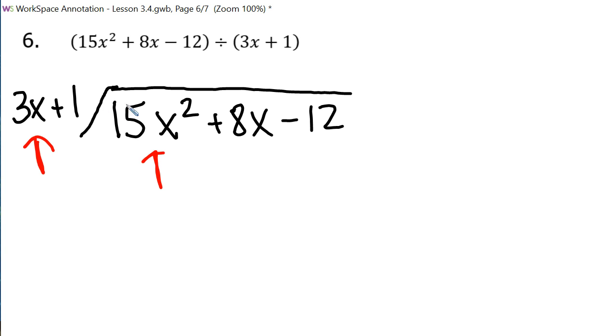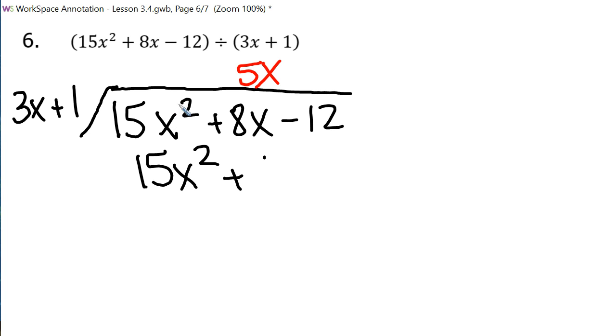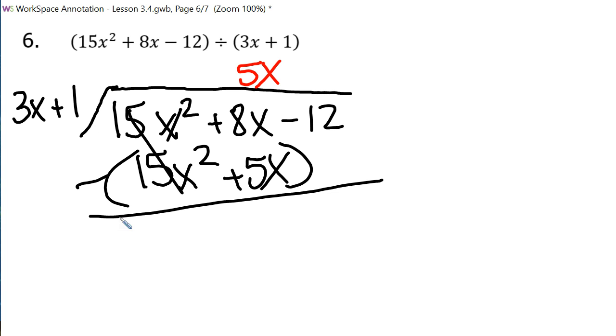What did you multiply 3x by to get 15x squared? 5x. What do I do with that 5x? Multiply it, so it's 3x times 5x. 15x squared. And 5x times 1. 5x. What do I do with these? Subtract them, so it's 15x squared minus 15x squared. 0.